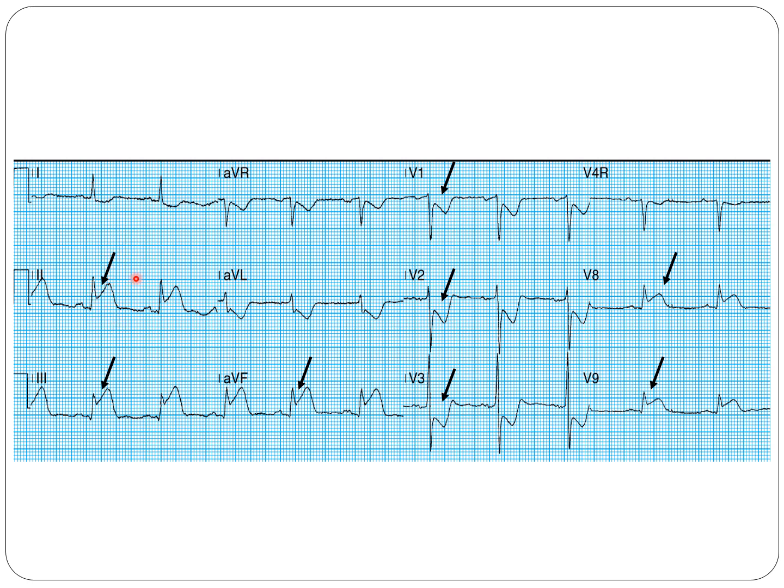We see ST elevation in 2, 3, and AVF, ST depression in V1, V2, V3. By looking at the posterior leads V8 and V9, we have ST elevation confirming a posterior MI. There is no right ventricle MI, so that's an infero-posterior hyperacute MI.